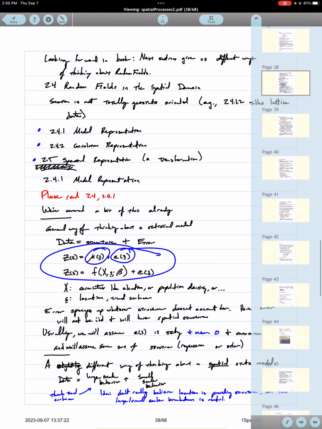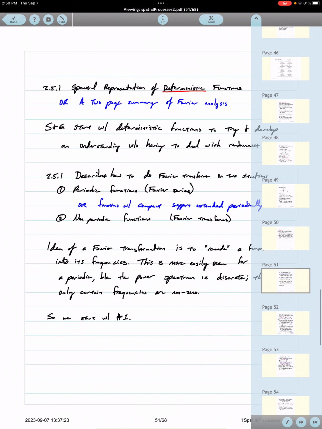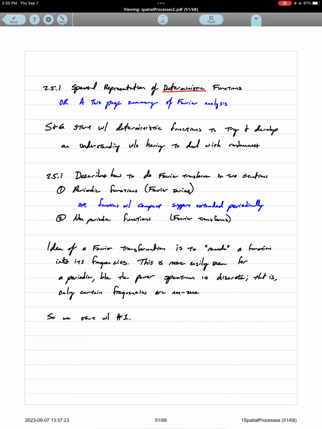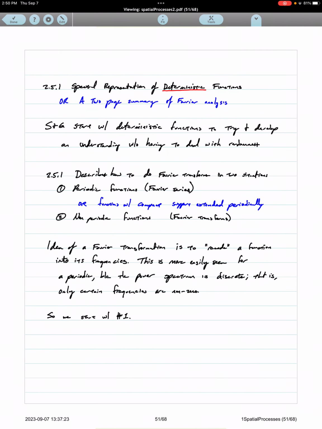So I'm jumping ahead here to page 51 of the notes, and this follows along with the Schabenberger and Gotway book, so we're looking at section 2.5.1. Eventually we need to do a Fourier transform of this random thing, but we're going to start off by talking about the Fourier transform, or the spectral representation, of deterministic functions. And then once we understand that, we'll jump into how we do it for this random thing.